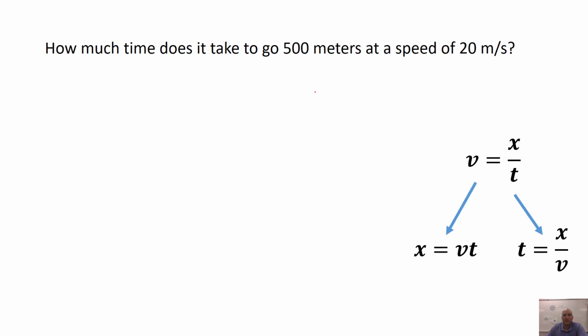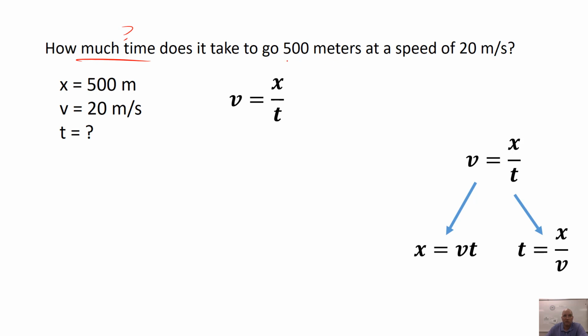How much time does it take to go 500 meters at a speed of 20 meters per second? Okay, so we're not always going to be solving just for v. We'll be using this equation since these are our givens. How much time is the question mark? 500 meters is going to be our x, and your velocity is 20 meters per second.